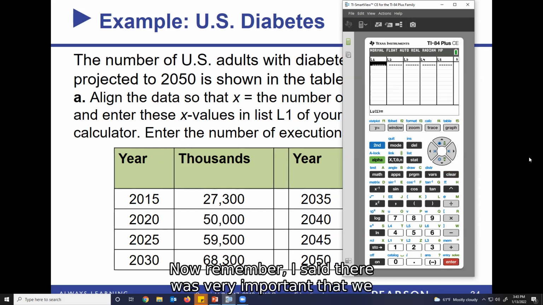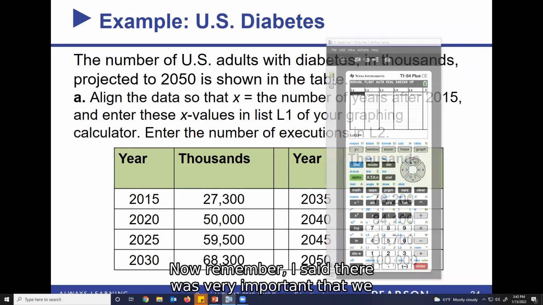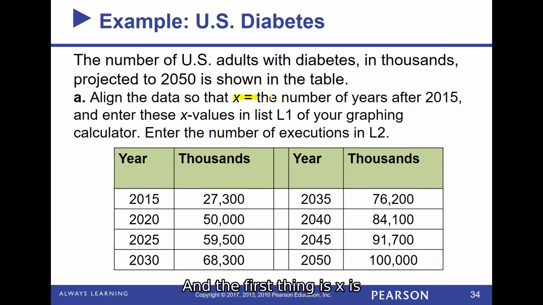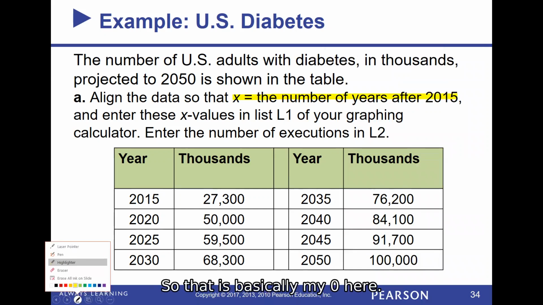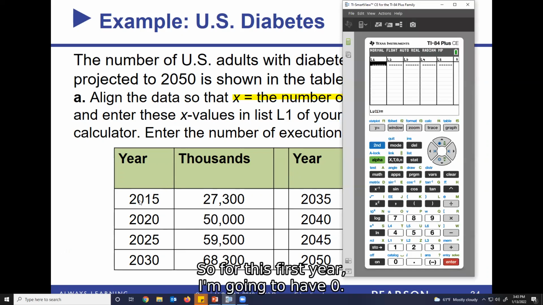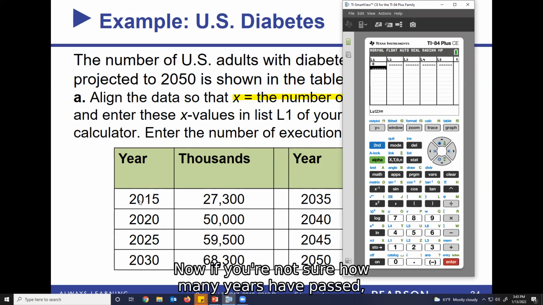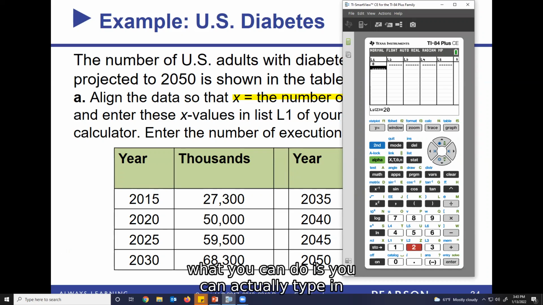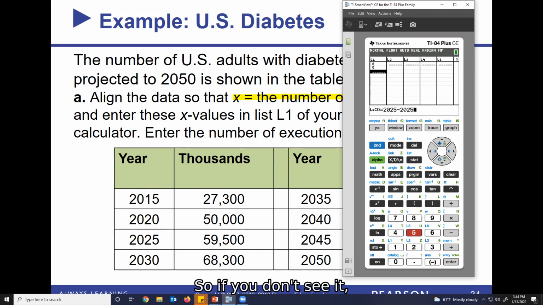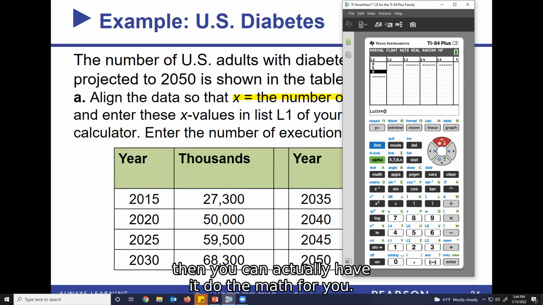Okay. Now, remember I said there was something very important that we had to pay attention to as we were looking at these. And the first thing is X is the number of years after 2015. So that is basically my 0 year. Okay, so keep that in mind. That's very important there. So for this first year, I'm going to have 0. Now, if you're not sure how many years have passed, what you can do is type in the year and then subtract out what your starting year is. So if you don't see it, you can actually have the calculator do the math for you.